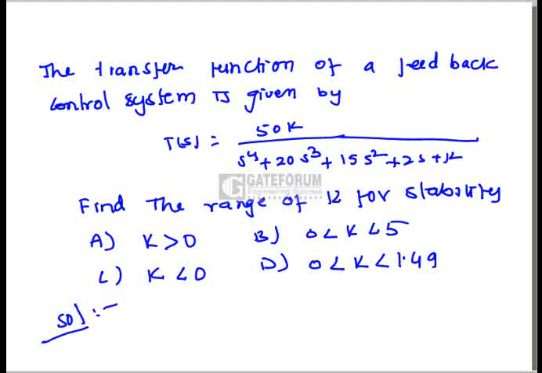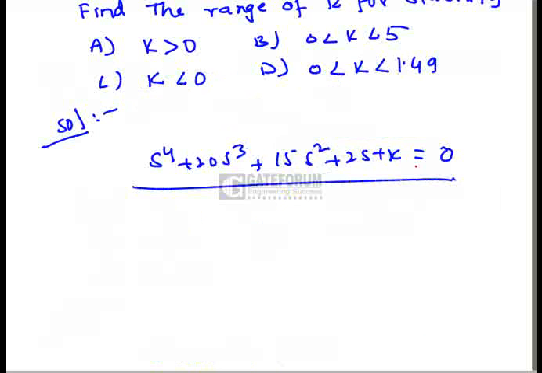To find out the system stability, first we have to find out the transfer function, right? The transfer function is directly given here, so our work is simplified. Next, after finding the transfer function, we have to find out the characteristic equation of the system. What is the characteristic equation? The denominator part of the transfer function is nothing but the characteristic equation. Here the denominator is s power 4 plus 20s cube plus 15s square plus 2s plus k, and this is equal to 0. Now this is our characteristic equation.